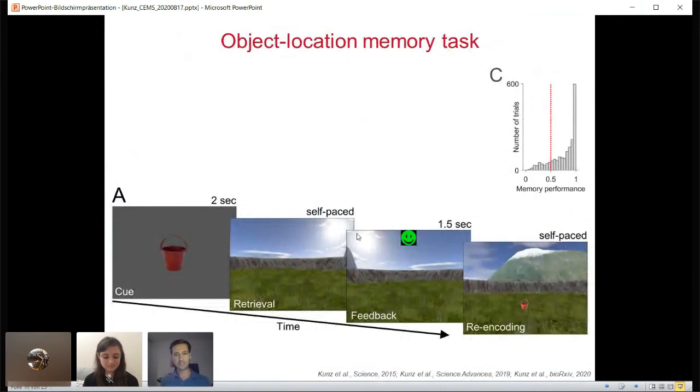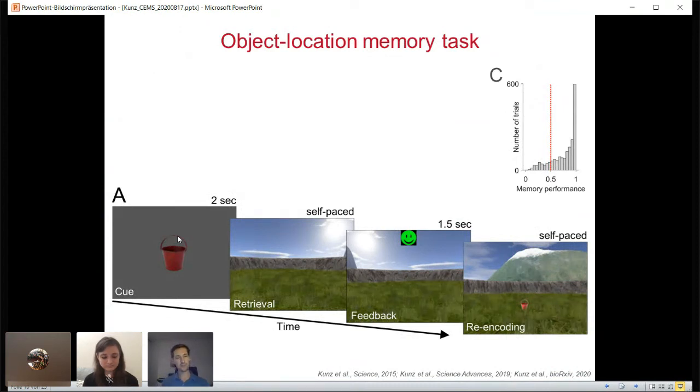While we recorded the single neuron activity, the epilepsy patients performed an object location memory task in a virtual environment, which is depicted here. After an initial learning session in which the patients learned the locations of 8 different objects, the patients then performed multiple test trials.